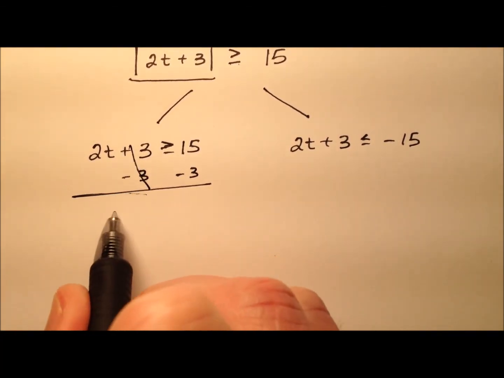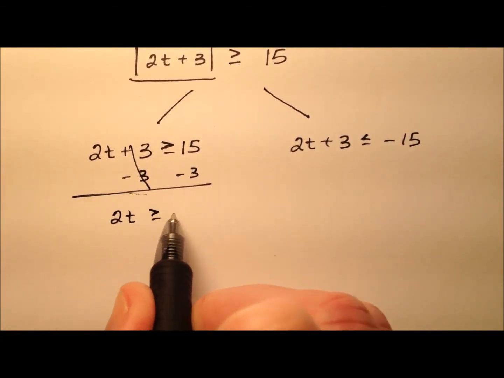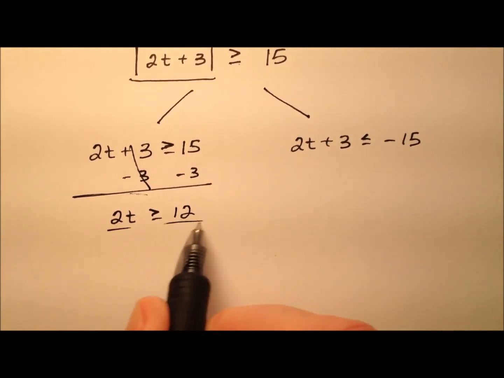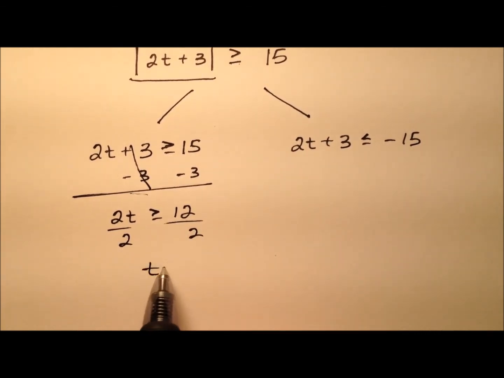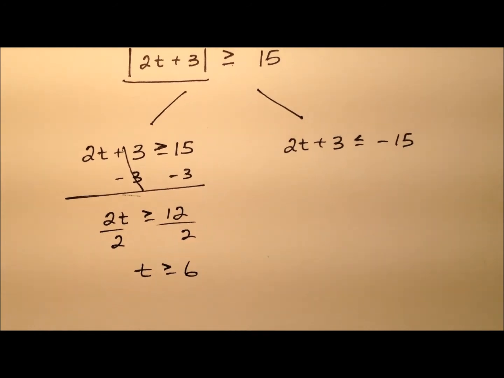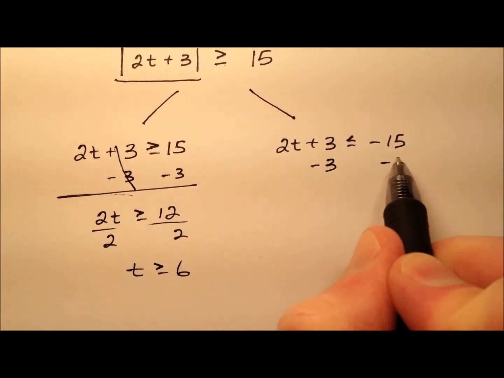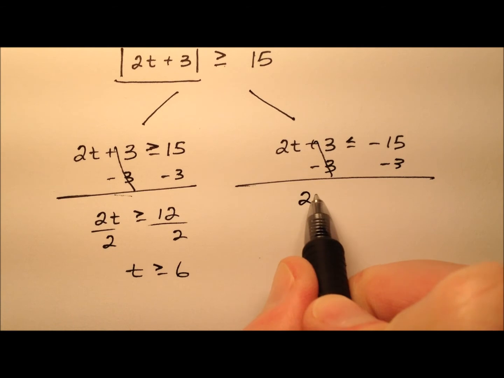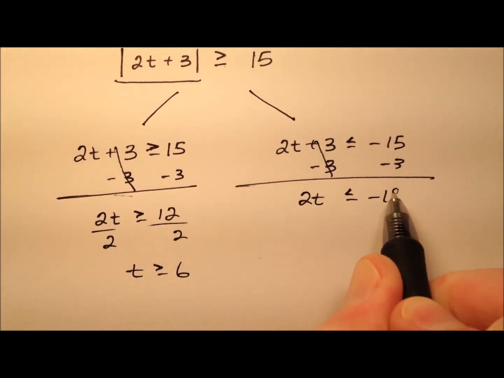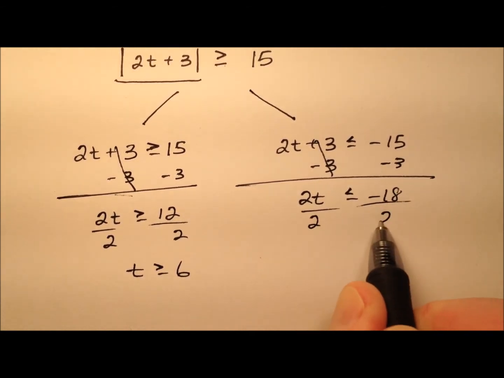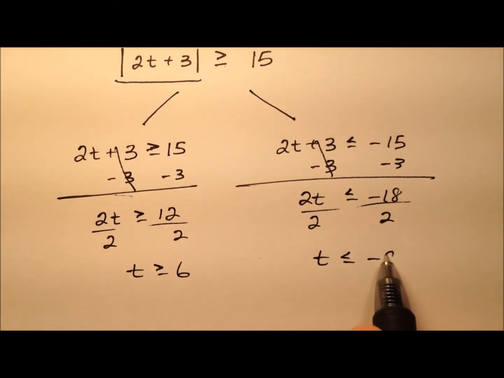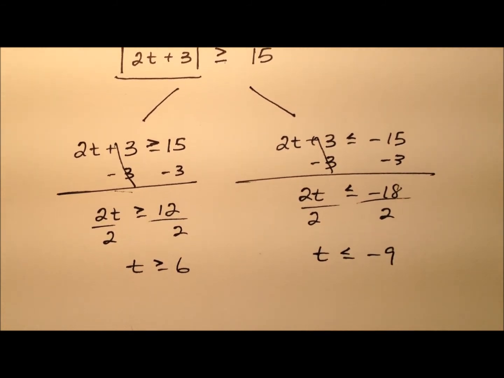So I can subtract 3 first. 2t is greater than or equal to 12. So it looks like t is greater than or equal to 6. That's one of them. Let's solve this one the same way. So 2t is less than or equal to -18. When I divide by 2, t is less than or equal to -9.